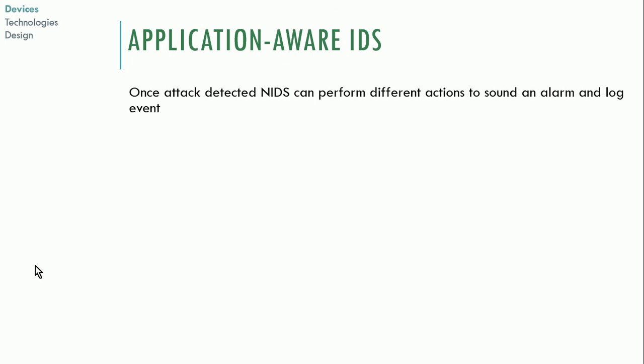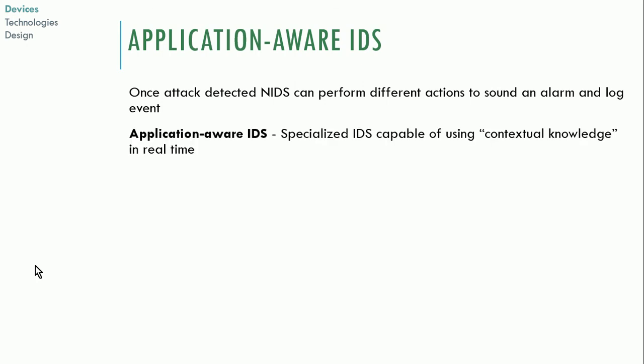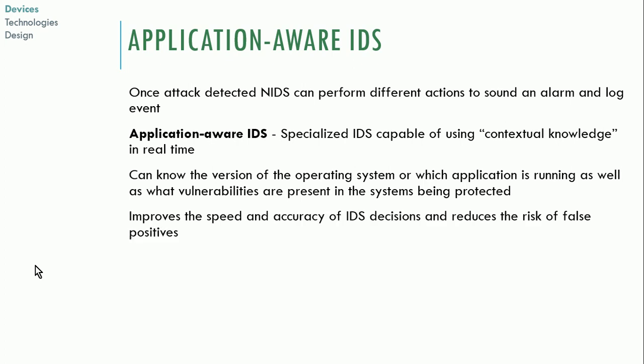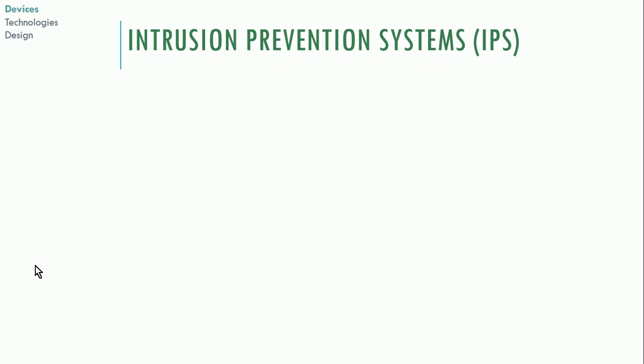So an application-aware intrusion detection system: once an attack is detected, a network intrusion detection system can perform different actions to sound the alarm and log the event. Application-aware is capable of some contextual knowledge in real time. It knows about the application. It knows what the vulnerabilities of that application are, and it can monitor for those specific vulnerabilities and have a better understanding of when that's happening.